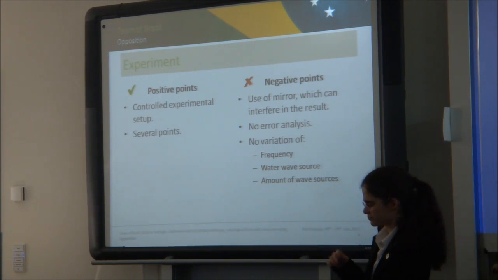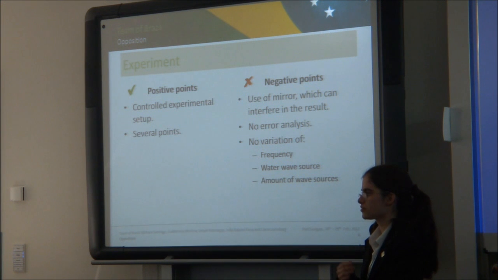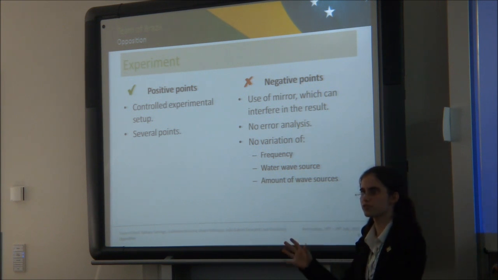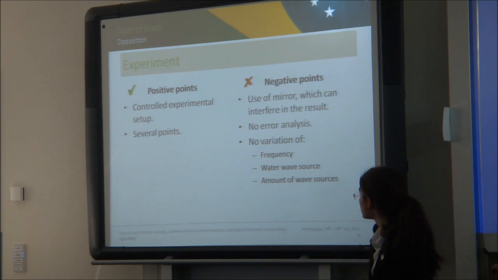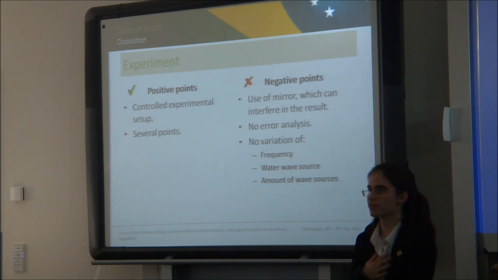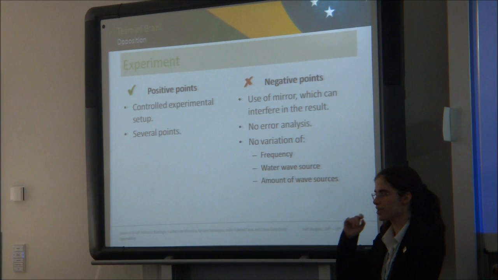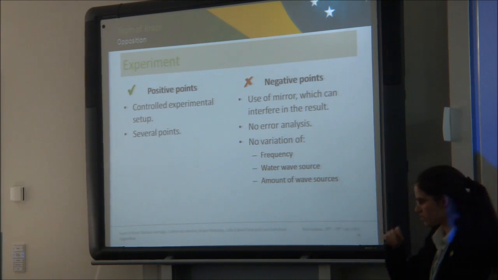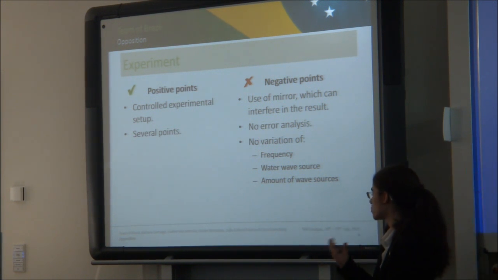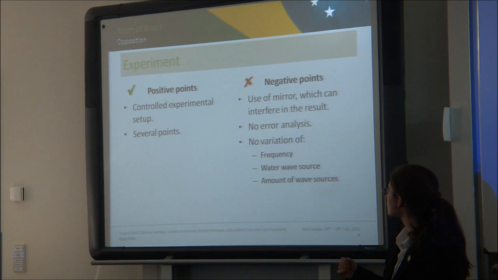They took several points in their experiments, although we wanted to talk about the dispersion of points in their graph. They use a mirror, and we think that bad use of the mirror could influence the results that they are taking, like maximum brightness or the other points that are taken.